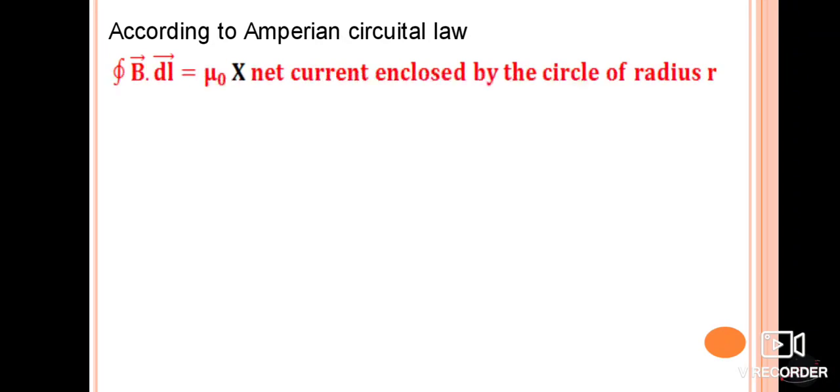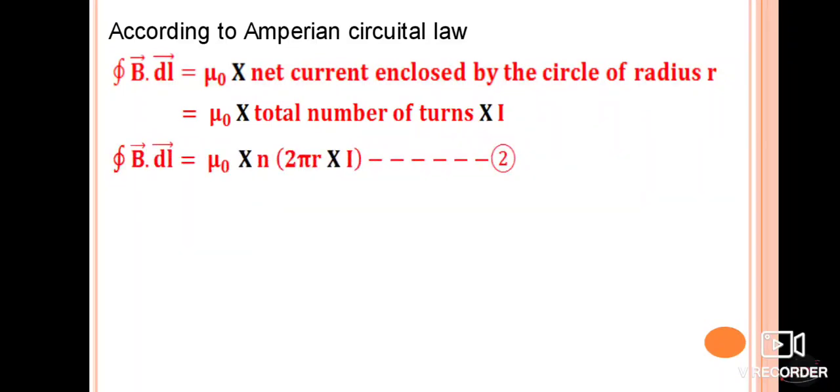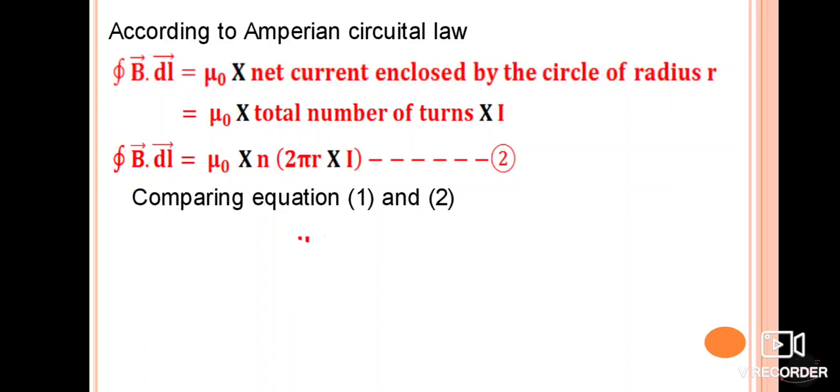Then according to Ampere's circuital law, the line integral B dot dl is equal to mu naught into the net current enclosed by the circle of radius r. That will be given by mu naught into the net current, which is the total number of turns into I. Therefore, B dot dl is equal to mu naught, n turns each covering 2 pi r length, that is 2 pi r into I. So we compare equations 1 and 2, that is B into 2 pi r is equal to mu naught n into 2 pi r into I. So 2 pi r gets cancelled. We get B is equal to mu naught n I.